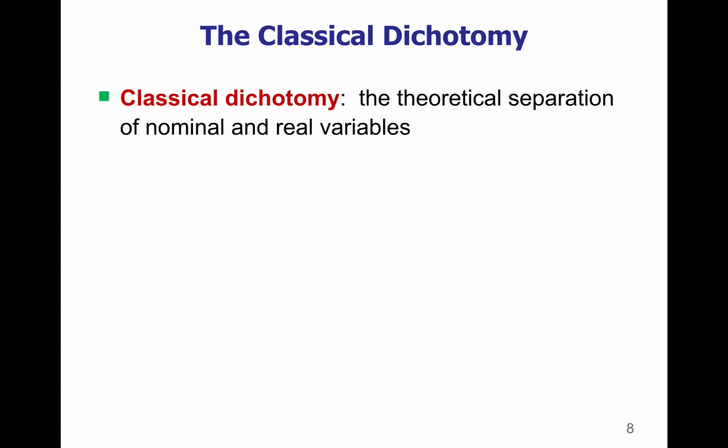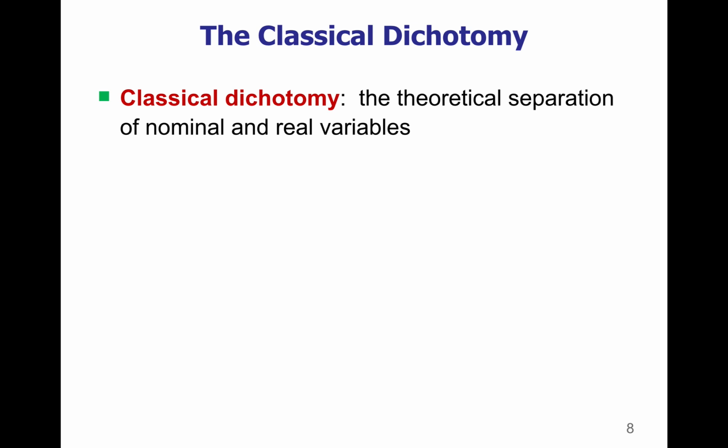This is your AP Macro video on classical dichotomy. The classical dichotomy is a theory that looks at the separation between real and nominal variables. Hopefully you remember that nominal variables include current prices, and real variables have been adjusted for inflation, or the inflation has been taken out. So the difference between a nominal and a real variable is inflation.